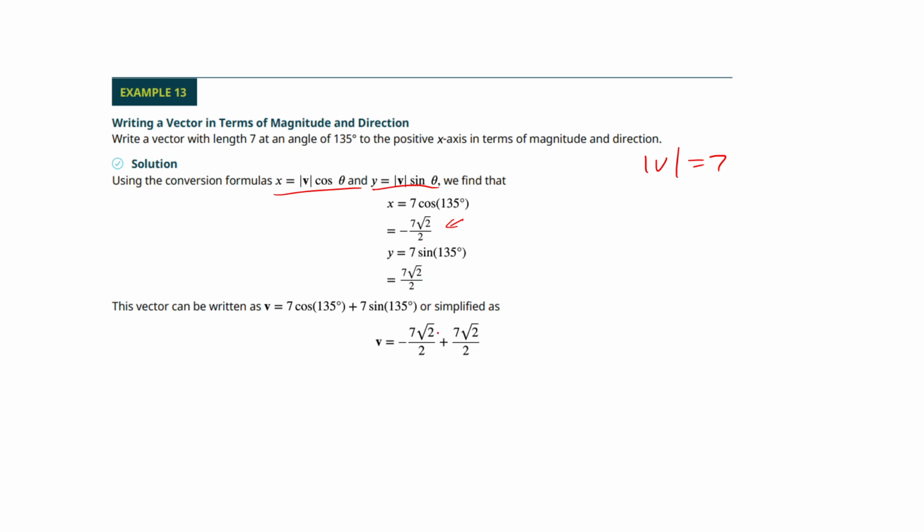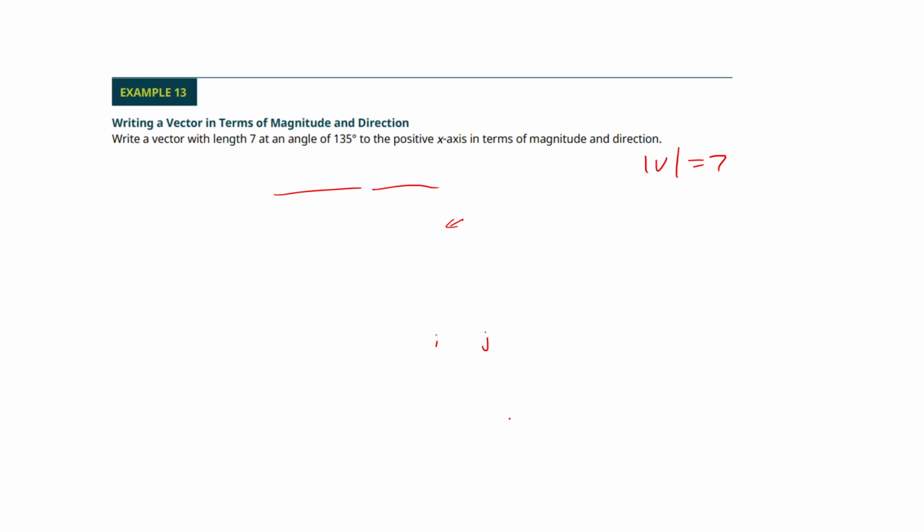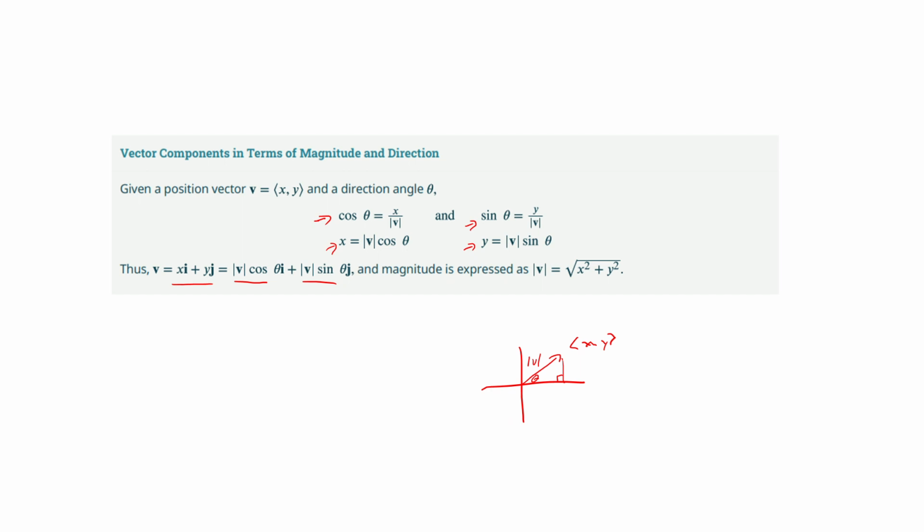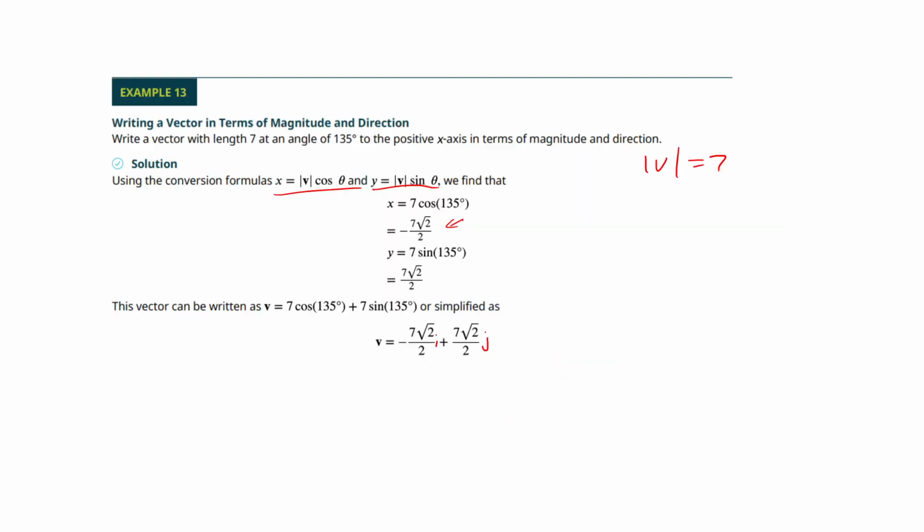So here's my components. Now this should have our i and our j in there. They left that out. So we have our i and our j in there to represent that this is the x portion and this is the y.